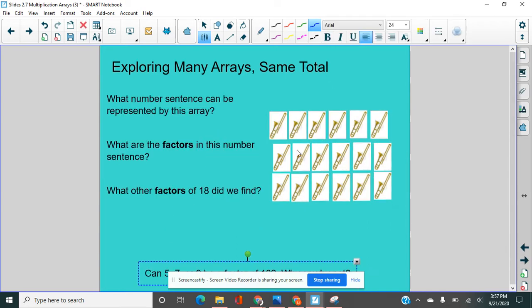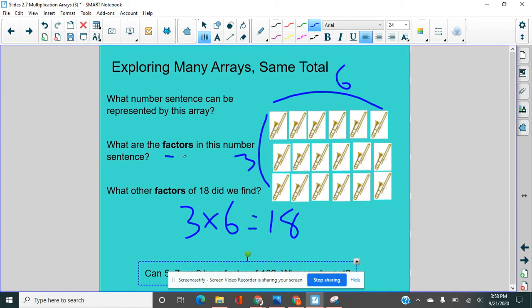What about this one here? What would the multiplication problem be for what you see here? You should have said 3 times 6. Why? Well, this is 6 across, and this is 3 down. So 3 groups of 6 equals 18.